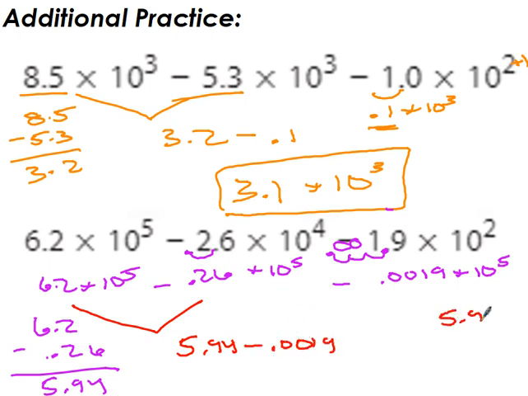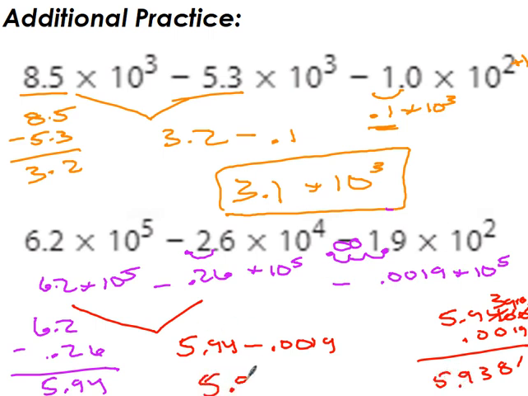So again, if I need to go off to the side, I have 5.94. 0.0019 is what I'm subtracting. This is going to require some borrowing. So that's going to become a 3, 9, 10. So 10 minus 9 is 1. 9 minus 1 is 8. And then I just have 3, 9, 5. So my final answer is 5.9381 times 10 to the 5th power.